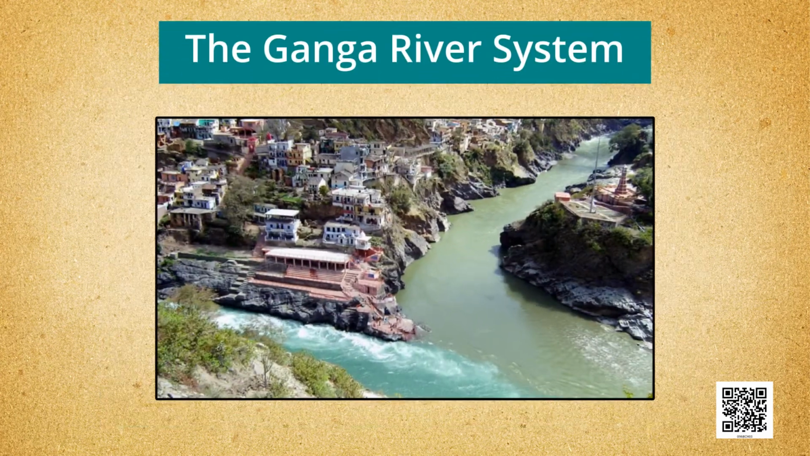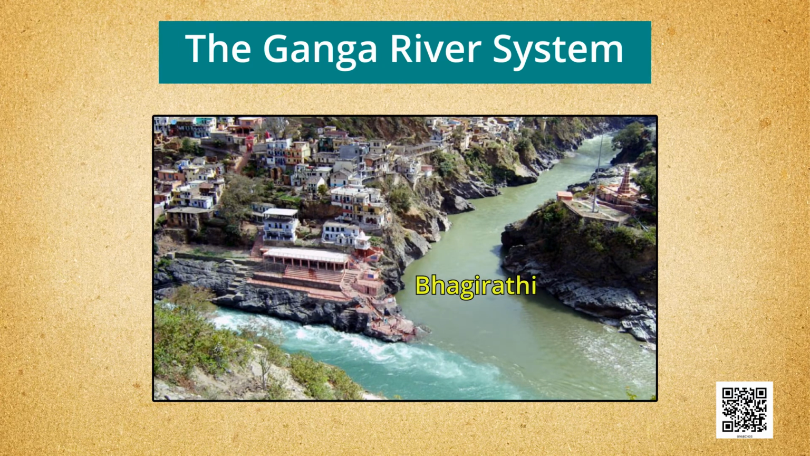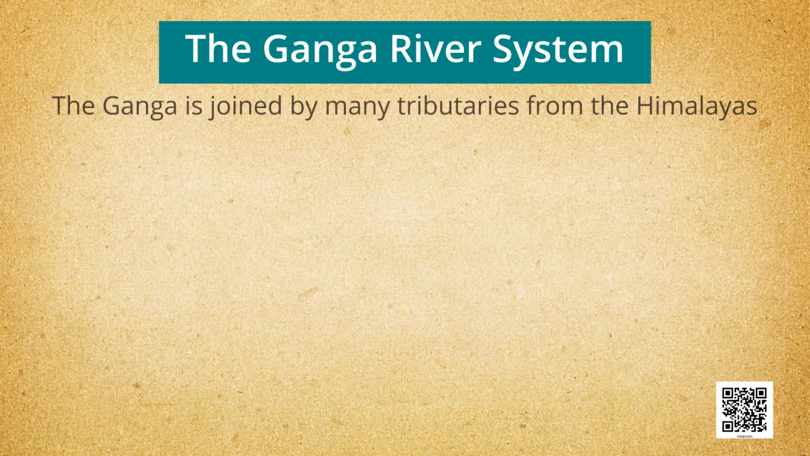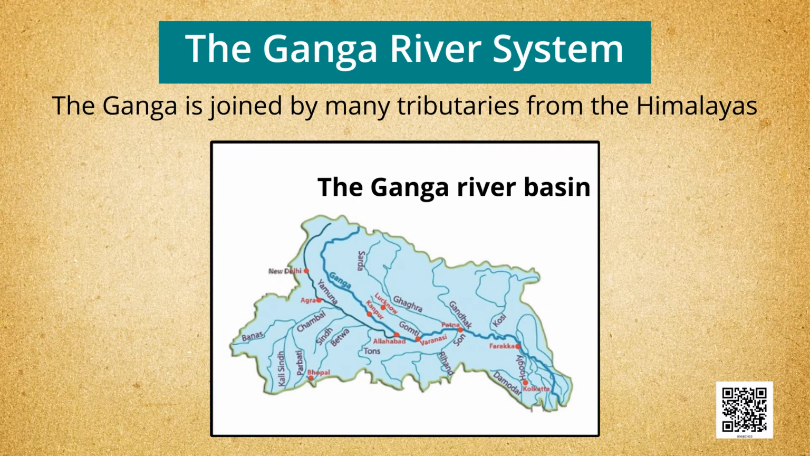The headwaters of the Ganga, called the Bhagirathi, is fed by the Gangotri Glacier and joined by the Alaknanda at Devprayag in Uttarakhand. At Haridwar, the Ganga emerges from the mountains onto the plains. The Ganga is joined by many tributaries from the Himalayas, a few of them being major rivers such as Yamuna, Ghaggar, Gandak and Kosi. The river Yamuna rises from the Yamunotri Glacier in the Himalayas. It flows parallel to the Ganga and as a right bank tributary meets the Ganga at Allahabad.